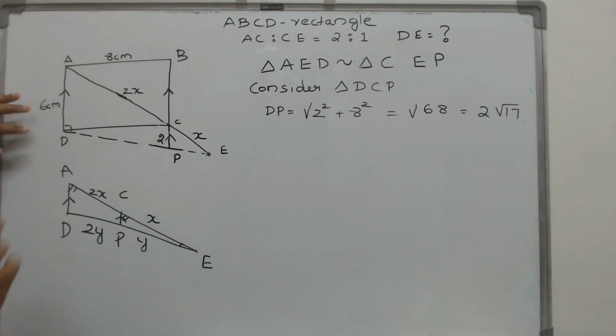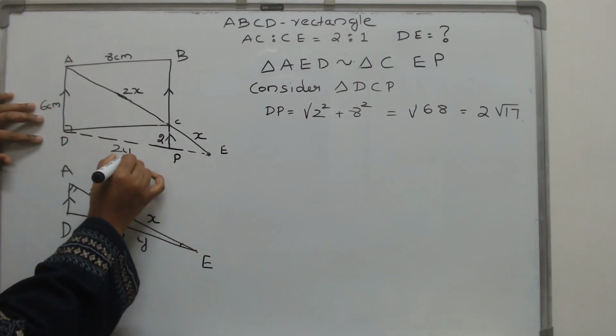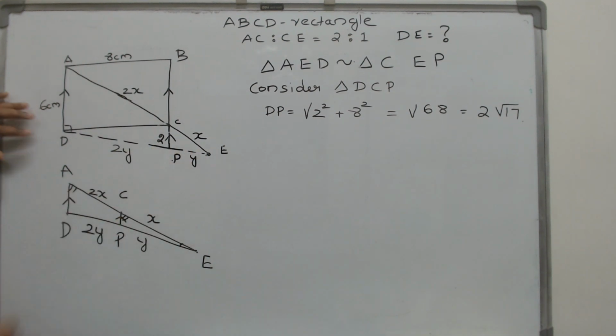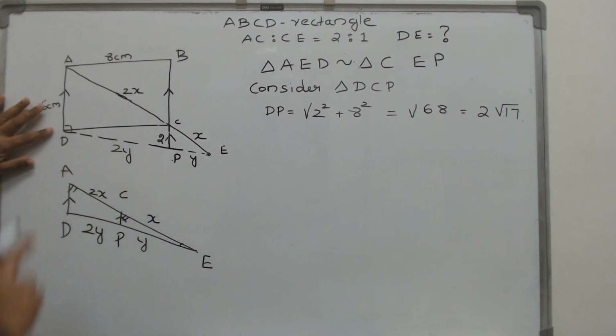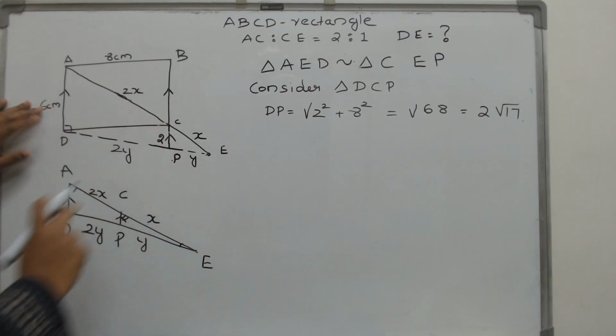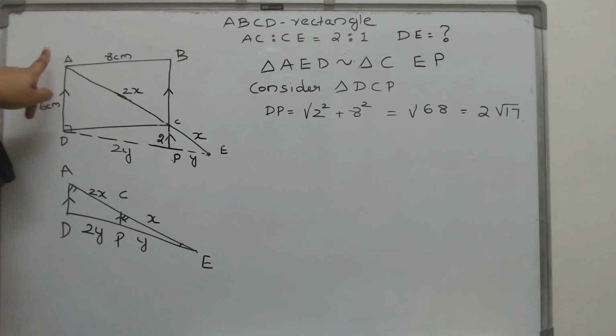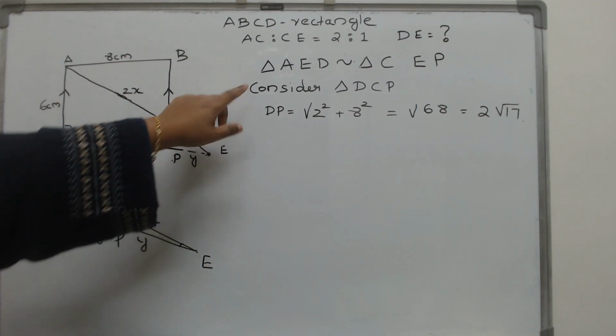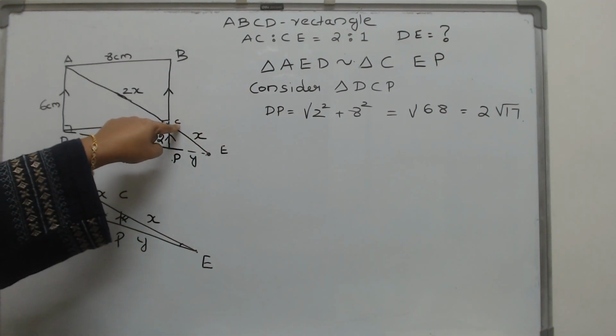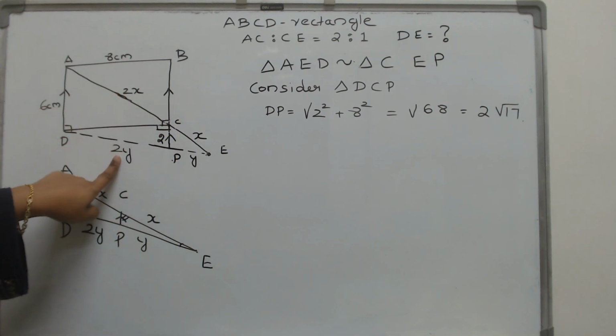And what else did we find out? If DP is 2y, then PE is just y. We found out that also. All we need to find is the value of this y here. Now consider the triangle DCP. What do you see here? The original figure that we started with, ABCD, is a rectangle, which means all 4 angles are 90 degrees. And 90 degrees here means this side will also be 90 degrees. So DCP is right angled at the vertex C, which means the hypotenuse is DP.